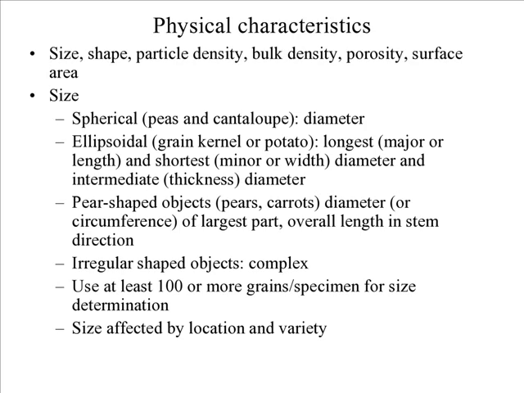You also have a number of irregular shaped objects where it's very complex in terms of measuring the shape. Normally you use at least 100 or more grains or specimens for size determination so that you're sure that you get a balanced sample. And the size is affected by the location and the variety.